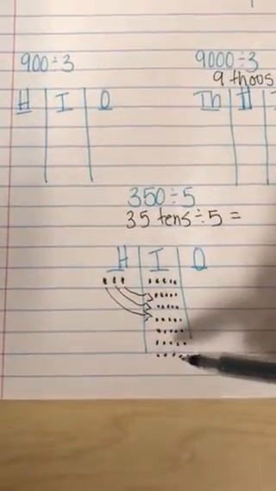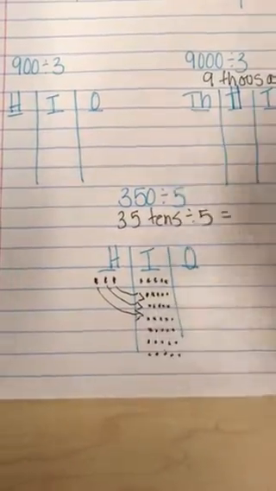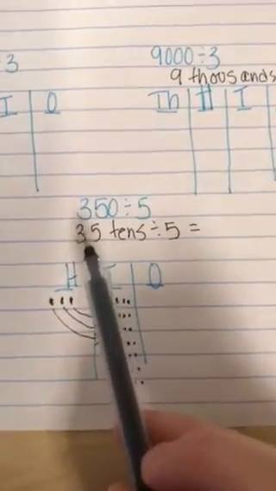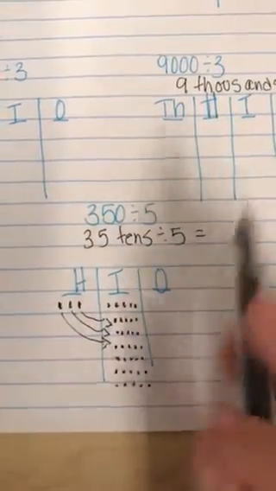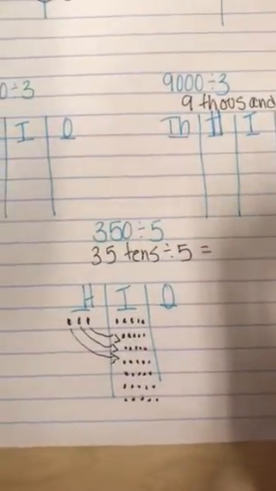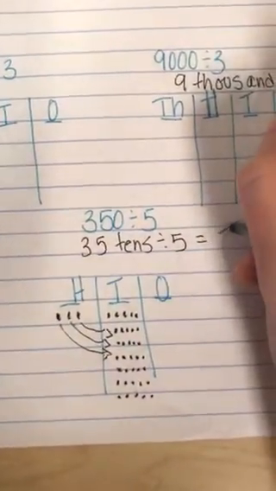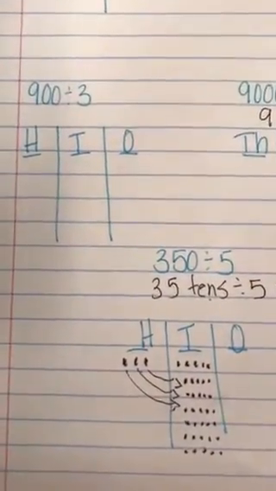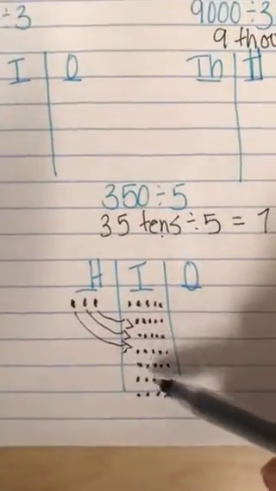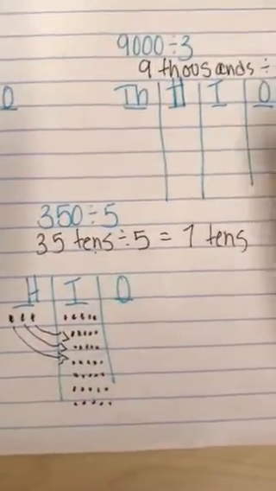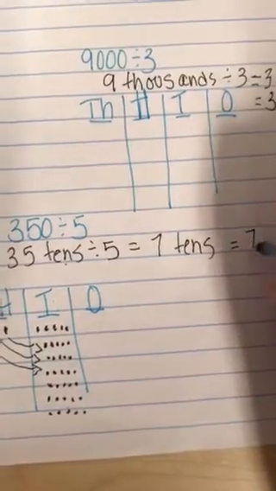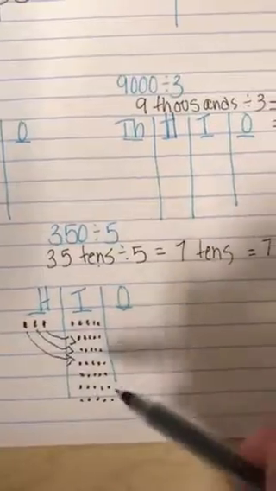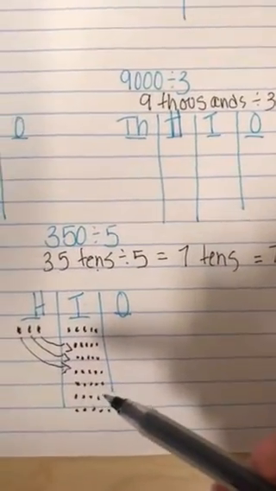Now, instead of distributing each of these into 5 groups, which can take a lot of time, I can think about my facts. Do I know what 35 divided by 5 is? If I do, and I know it's 7, I can write 7, but I need to make sure I use my unit. So 7 tens, since my 35 discs are in my 10 spot. 7 tens, which is another way of saying 70. So I can use my known facts to divide larger numbers that go into hundreds and thousands.